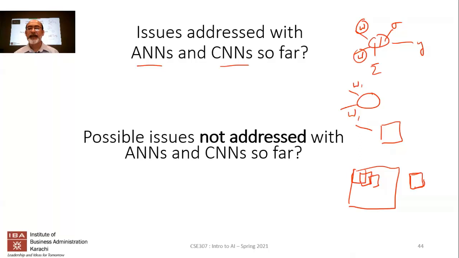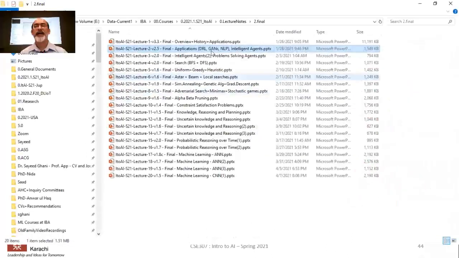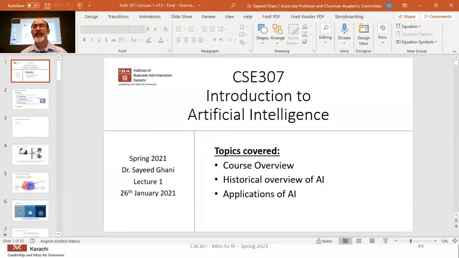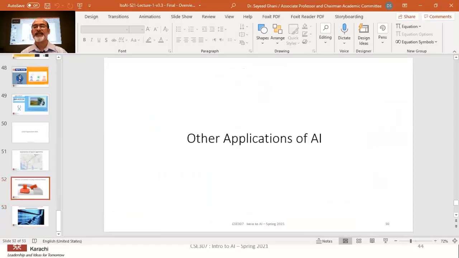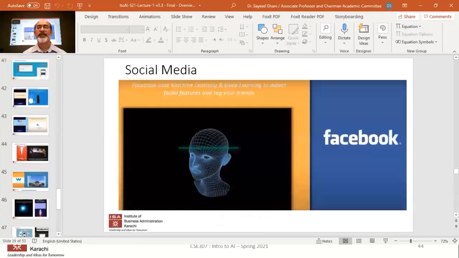Now the question is, what do you think ANNs and CNNs so far have been able to achieve, and what are the things that they have not been able to achieve? If you look back at some of the problems that we studied, all the way till our first lecture, and at the different types of problems that we said existed, which one of these problems so far have been solved?